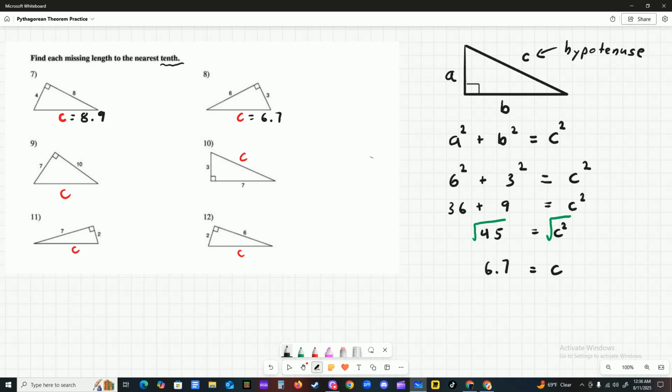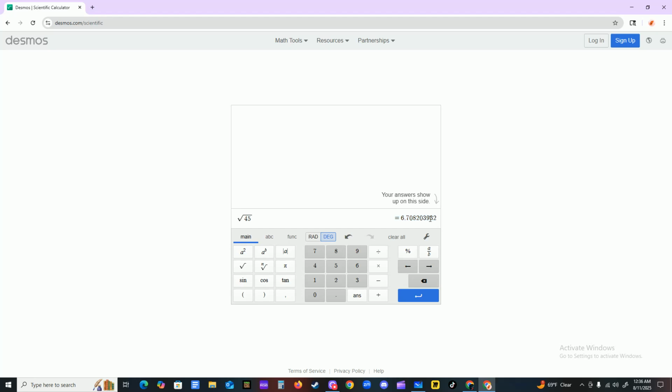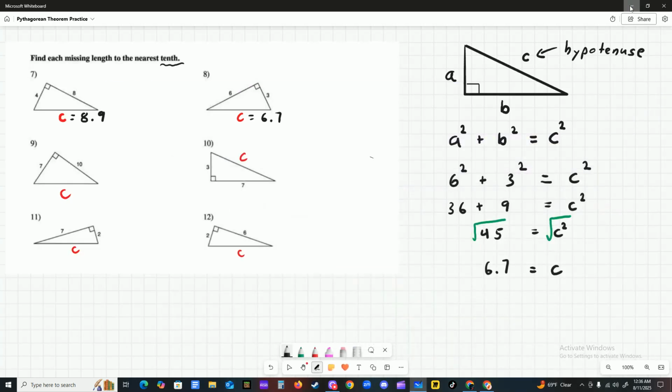Now, is 6.7 the exact value? No, but they're asking us to round. The exact value keeps repeating. So if you want the exact value, we're just going to say square root of 45. There's a way to change the form of it, but that's for another exercise. Let's do another one.